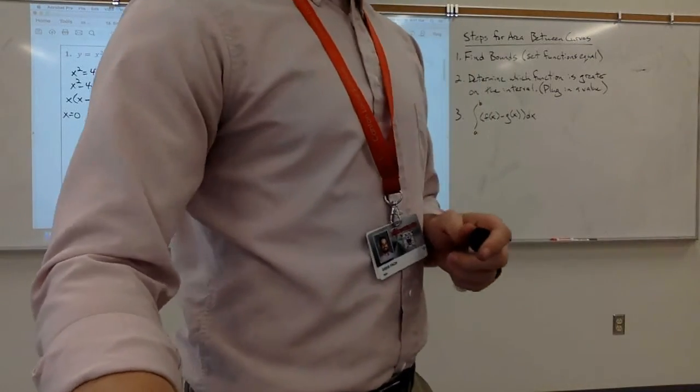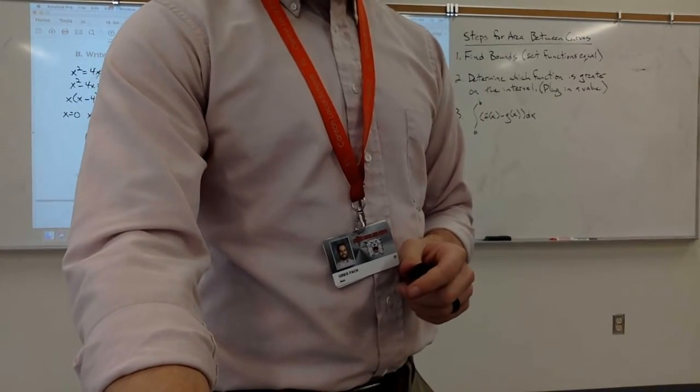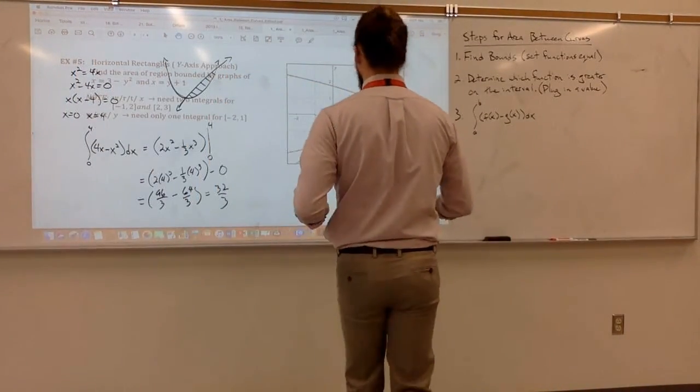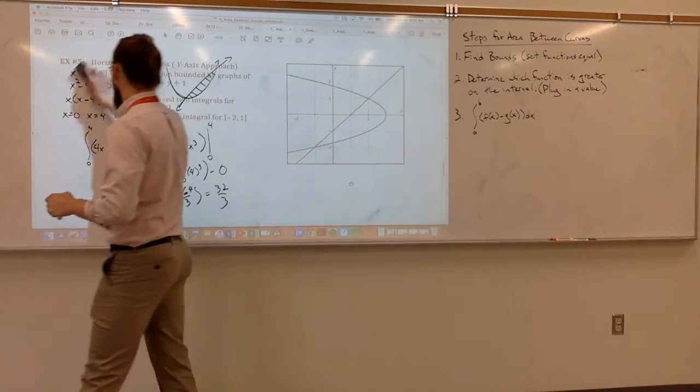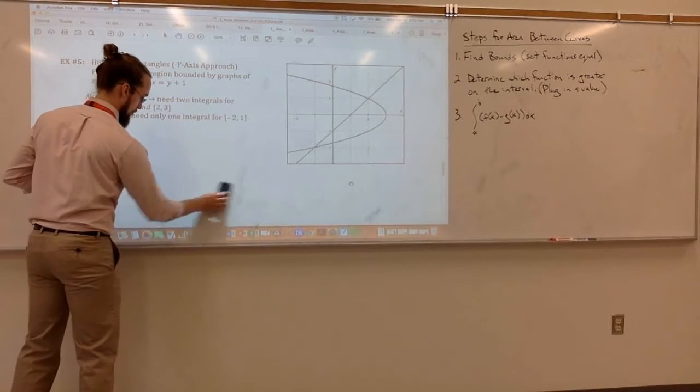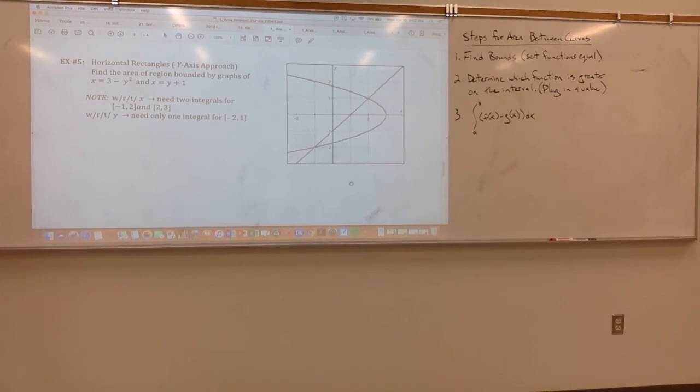So on the notes, then there's one other situation that I want to look at here. Example 5. So here, I've got 2 functions written with respect to y. I've got x equals 3 minus y squared and x equals y plus 1. We can find the area between these 2 curves exactly the same way, just with respect to y.